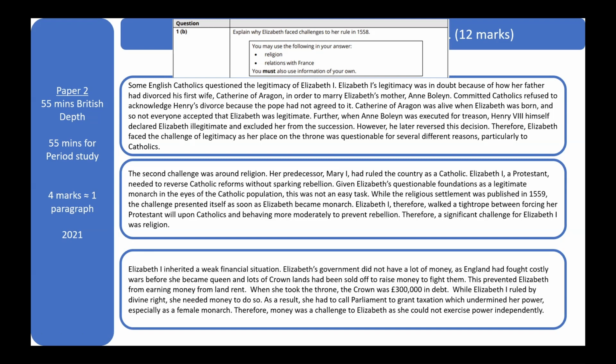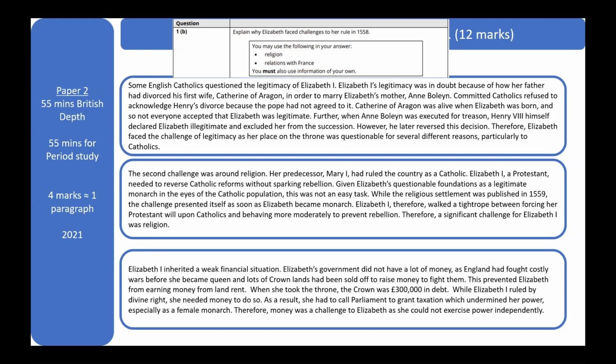Catherine of Aragon was alive when Elizabeth was born, so not everyone had accepted that Elizabeth was legitimate. Further, when Anne Boleyn was executed for treason, Henry VIII himself declared Elizabeth illegitimate and excluded her from succession. However, he later reversed this decision, and now I'm linking it back to the question. So therefore, Elizabeth faced the challenge of legitimacy as her place on the throne was questionable for several different reasons, particularly to Catholics. Great paragraph.